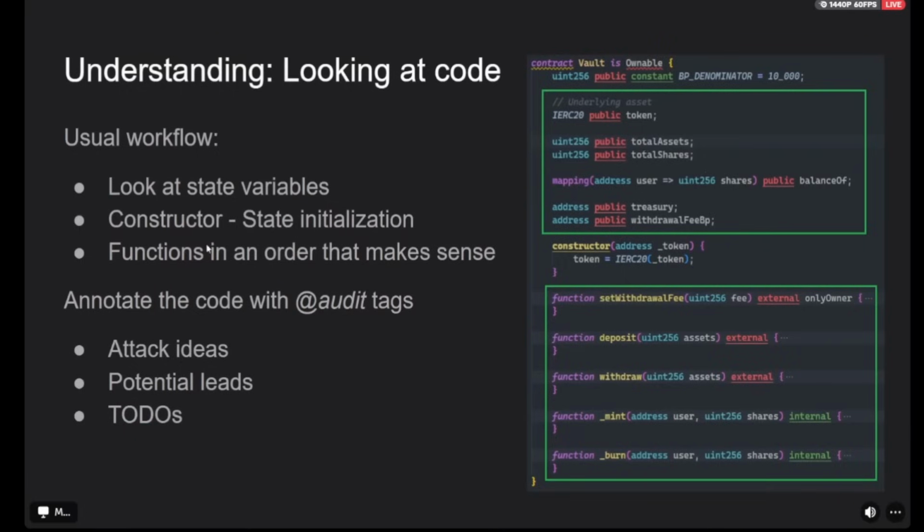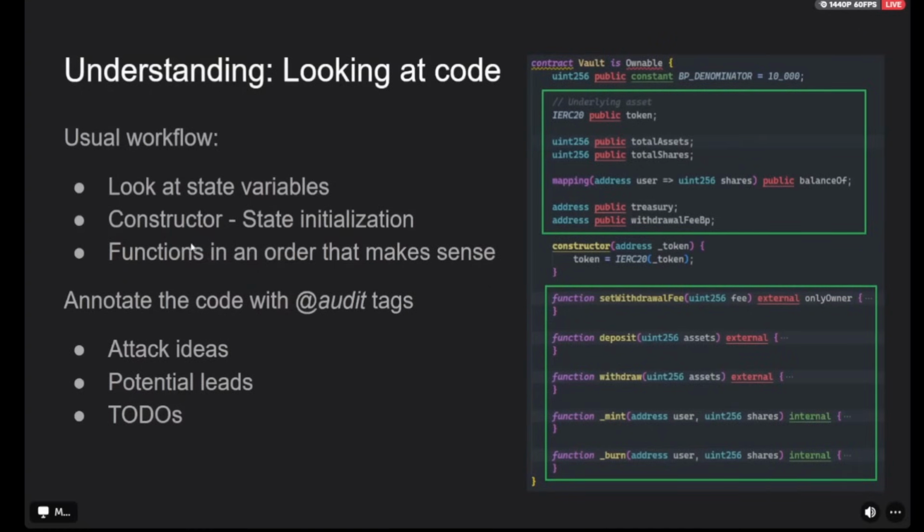Yeah, thanks. The third thing, after you have an idea of what the state does, is you look at the functions in an order that makes sense to you. I call this the state lifecycle, I guess, because an example would be the balance of mapping. If you figure out that this is the user and it maps to the number of shares he has, it's very simple.